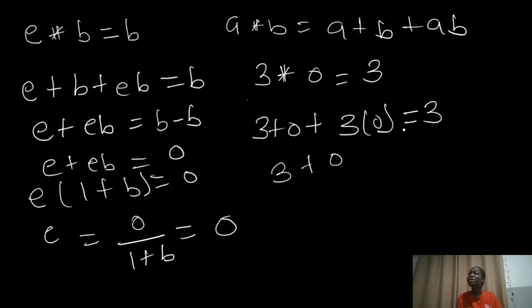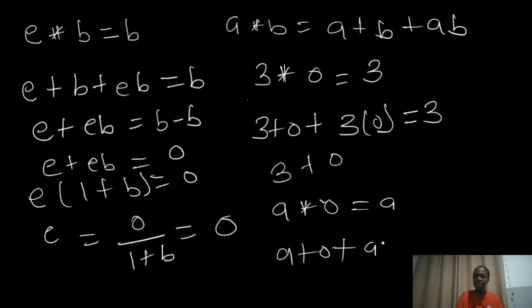So 3 is a real number. We can try any other thing, or we can even use variables. So let's take a. Now the identity element is 0. So if we take a star 0, you are supposed to get a. So we put a star 0 into the rule. You get a plus 0 plus a times 0. a plus 0 is a, plus a times 0 is 0. So a plus 0 gives you a, which is equal to a. So you are getting the same element if you perform an operation on a and the identity element. So that's it about the identity element. We are proving if a certain element belongs to a set of elements that you've been given.